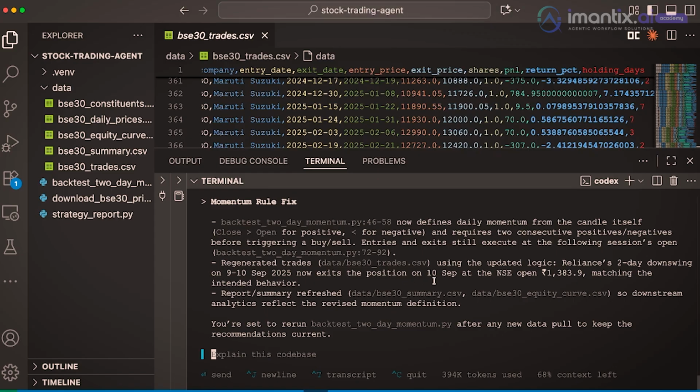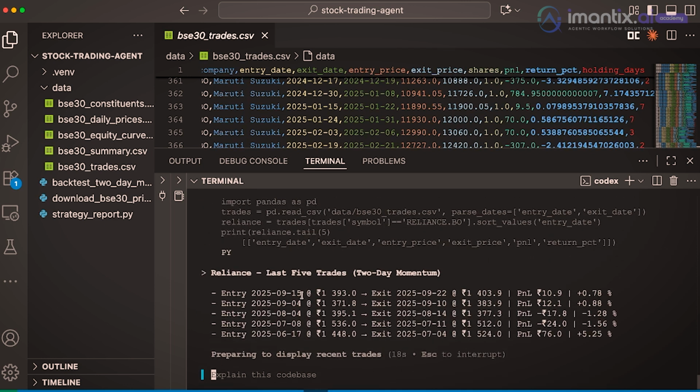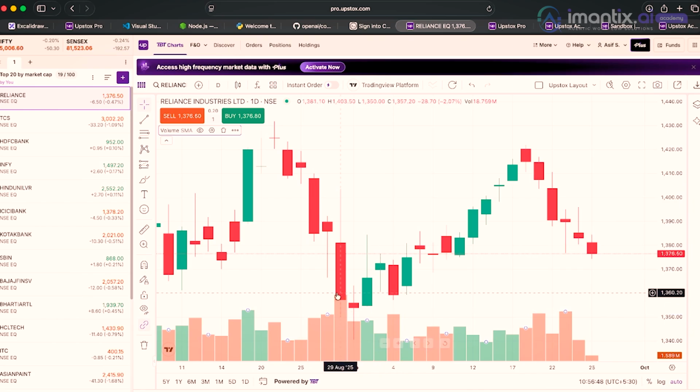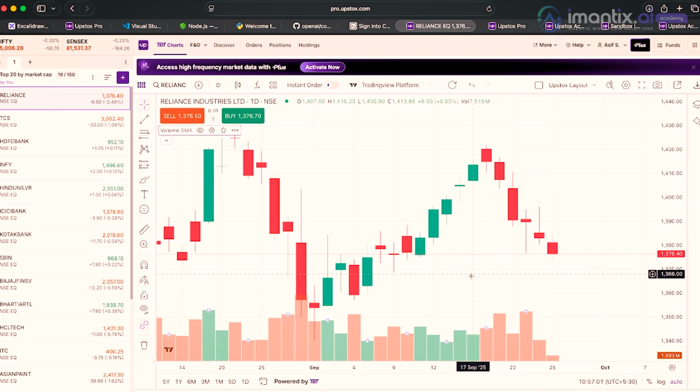Okay, so it says, okay, show me recommended trades. Show me the last 5 recommended trades for Reliance. Okay, so it says 15th, it would enter 1393. Let's look at it again. 15th of August. Oh, sorry, 15th of September.